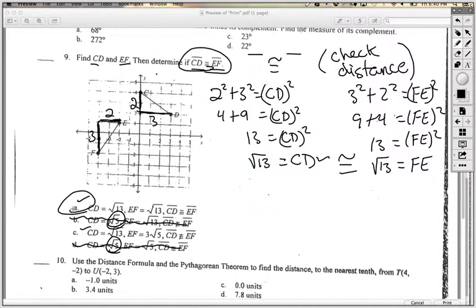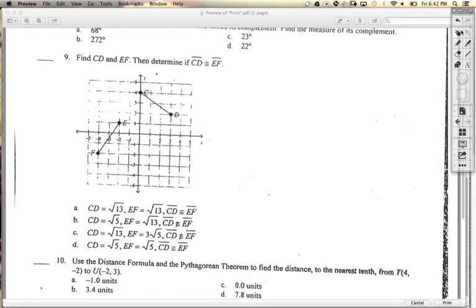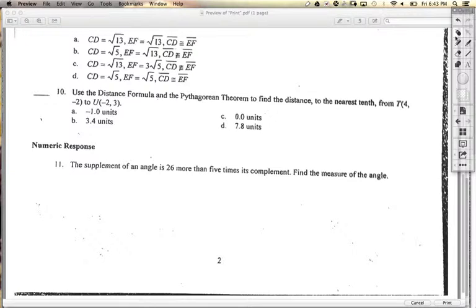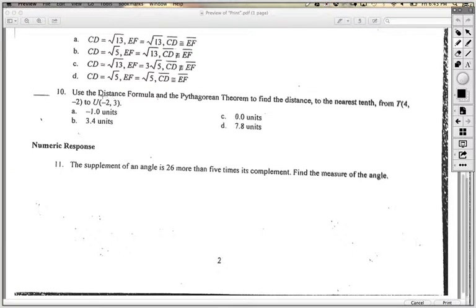Okay, let's take a look at the next one, and it looks like we're going to have to do some approximation, but I think we can do that. All right, so here we go, scrolling down. It says use the distance formula and the Pythagorean theorem. It says and. I really think it should say or, because you could do whichever one you want. To find the distance from (4, -2) to (2, -2, 3). So let's draw ourselves a little picture here.